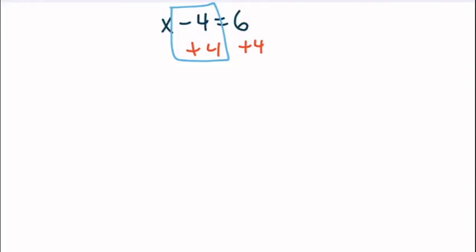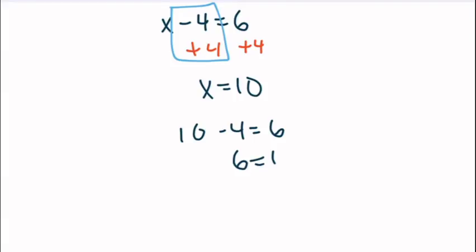How about x minus 4 equals 6? This time we have to add 4 to both sides to make this equal to 0. So that would be x equals 10. And to check, we do 10 minus 4, 6. 6 is equal to 6.